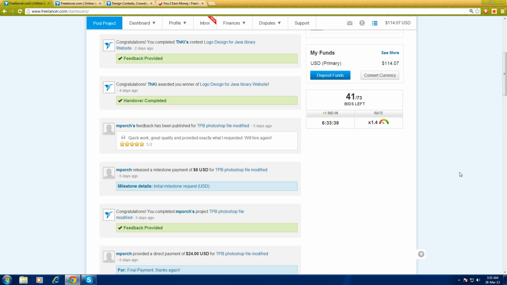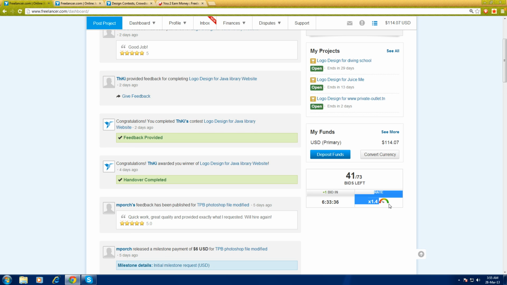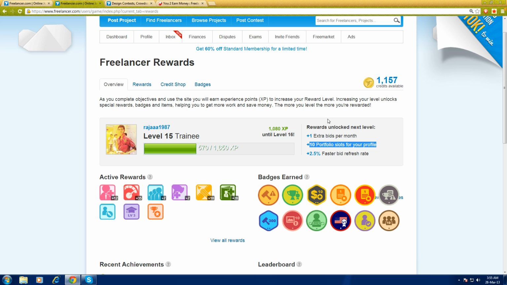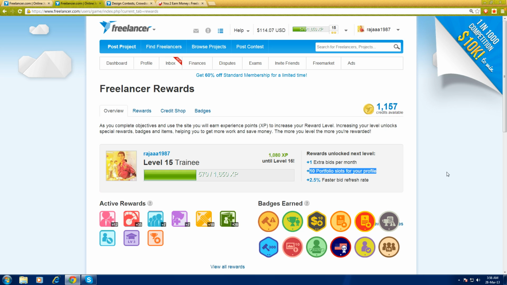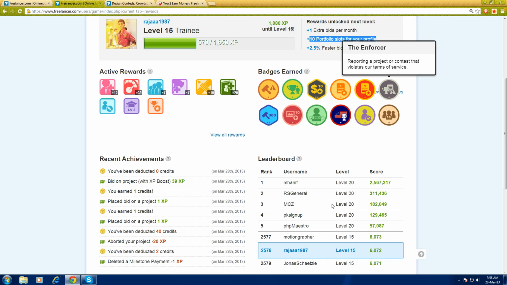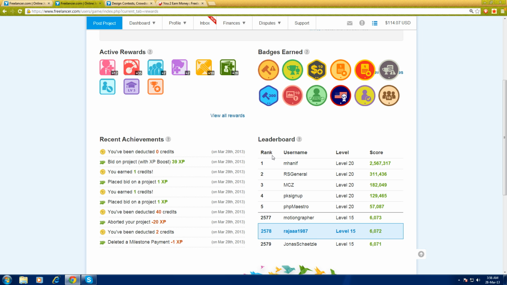If the bid refresh rate is increased, then the bid duration time will be reduced so that I can get more bids per month. Okay, then you have to get badges and you can see your level. By increasing your XP, you will increase your rank in freelancer.com. In the recent activities, you can see how much XP and how much credits you have gained.